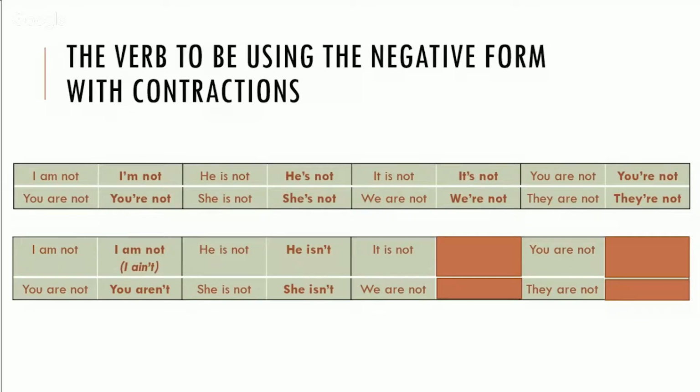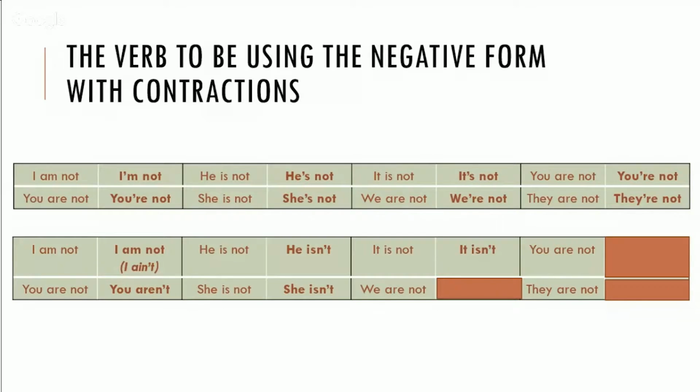She is not is very similar to he is not. You're doing the contraction with the verb to be and the negative not, right? And it's going to be she isn't. She isn't. And it is not, which is the third person singular, he, she, and it. Exactly the same thing. It is not as a negative in contraction. It isn't.